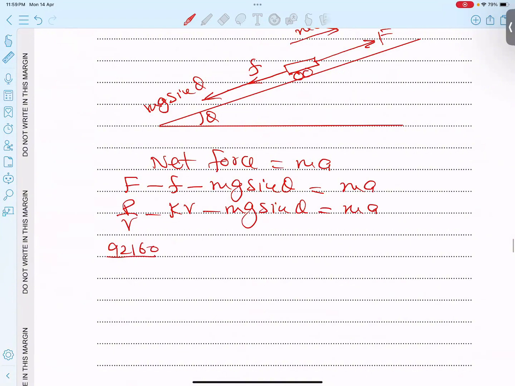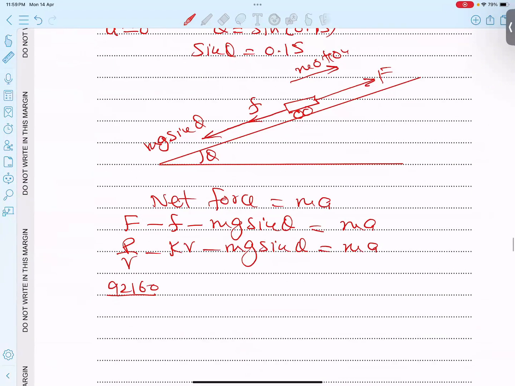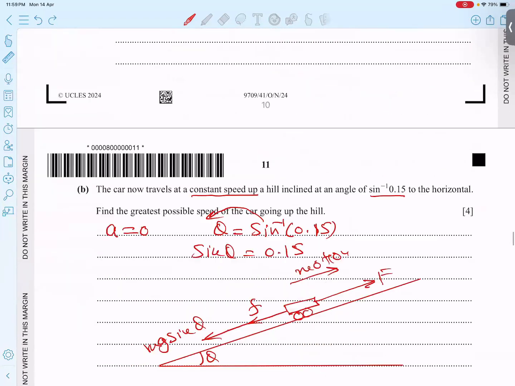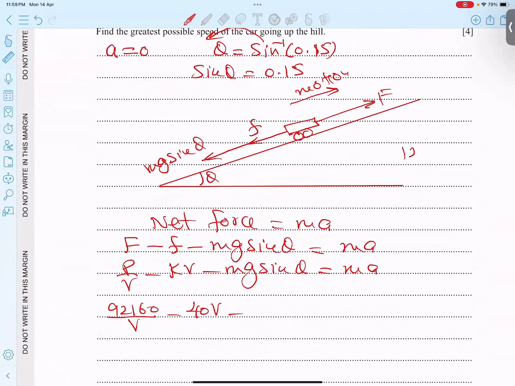92160. And speed, I need to find. K is 40, V, M is 1, 2. Here I'm writing all together. Mass is this, sine theta is 0.1. So mass is what? 1, 2, 0, 0, 10 into 0.15. It comes from here. And if I check it, 1200, one more zero, into 0.15, I'm getting 1800.